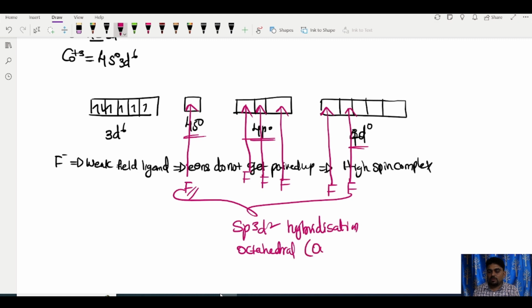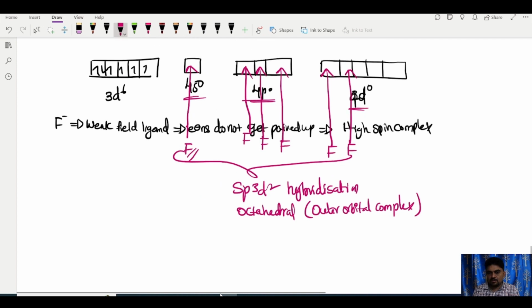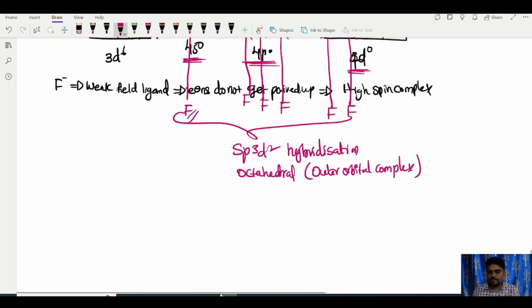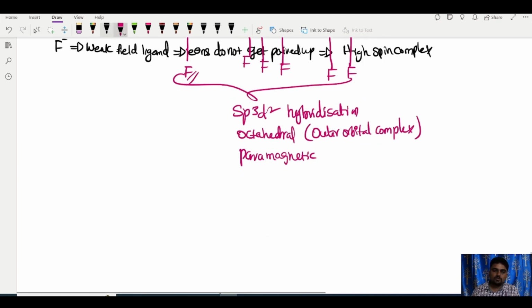And it is an outer orbital complex. Why are we saying outer orbital complex? Only the outside orbitals are utilized, and it is paramagnetic. Paramagnetic with how many unpaired electrons? There are 4 unpaired electrons. Okay, so now we are going to summarize the complex.